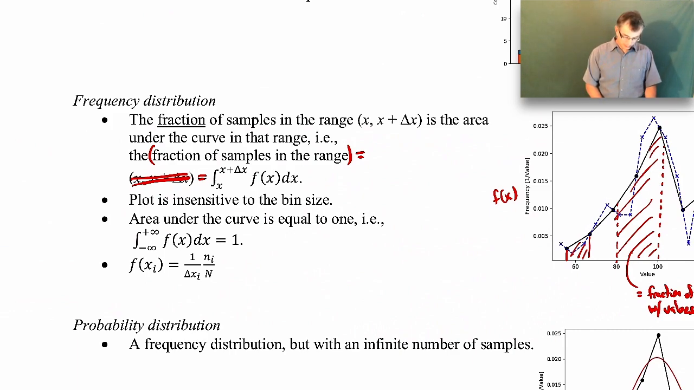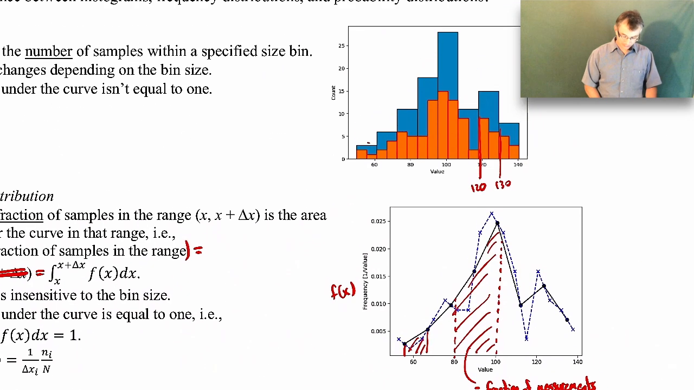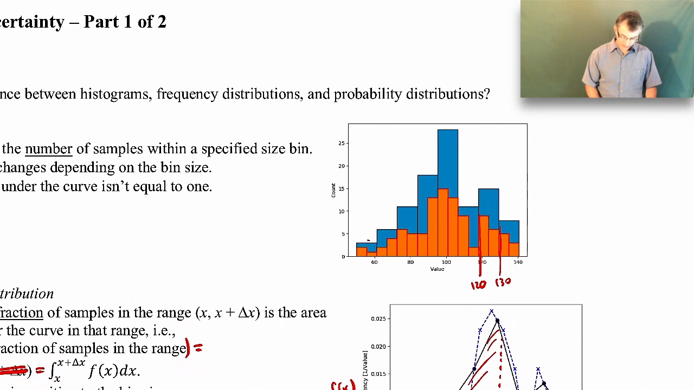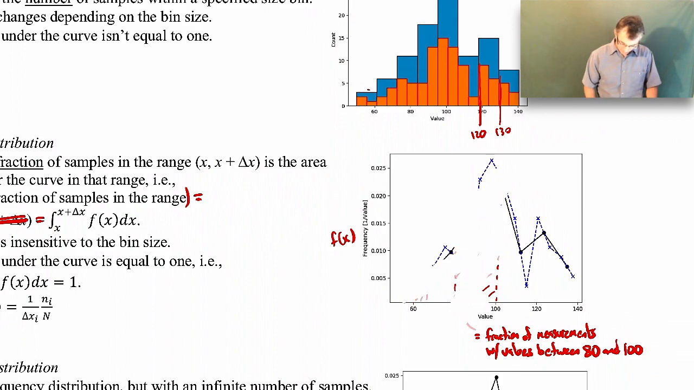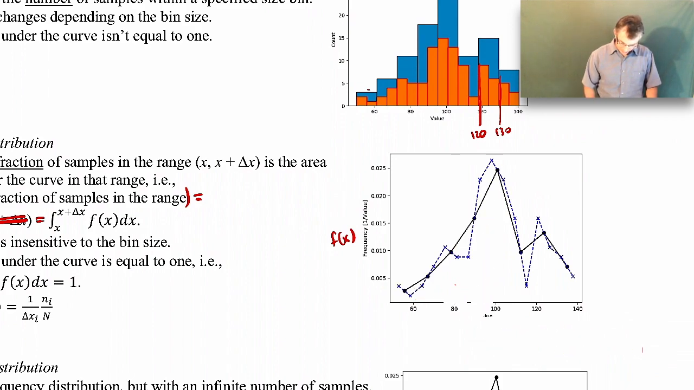The other nice thing about frequency distributions is they're insensitive to bin size. Okay, so now up here in the histogram, you can see that the two histograms are different because I used different bin sizes. But down here, let me erase some stuff. What I've done is I've used two different bin sizes here.